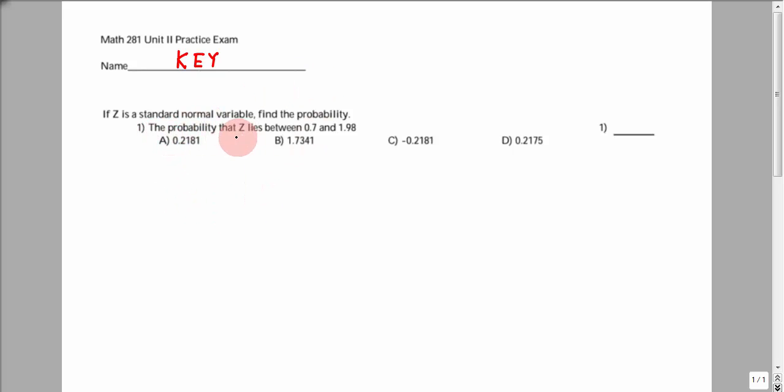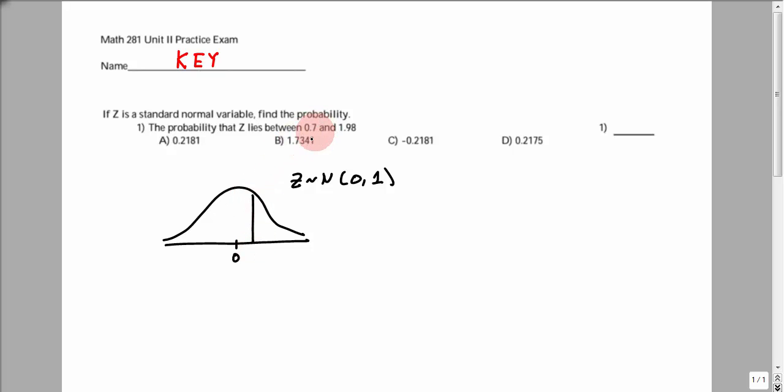So this says the probability that z lies between 0.7 and 1.98. The first important thing to note is the letter z. Z stands for the standard normal random variable, and that means z is distributed normal with a mean of 0 and a standard deviation of 1. So here's a 0, 0.7 is to the right, and 1.98 is further to the right. Now the word here is between that we're looking for, so this is the shaded area.